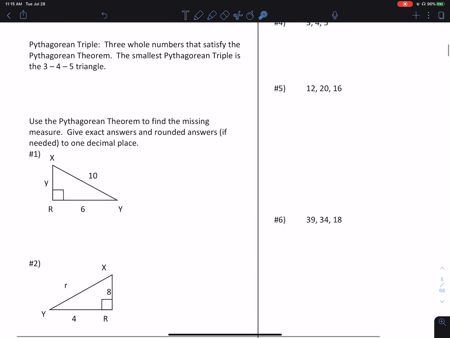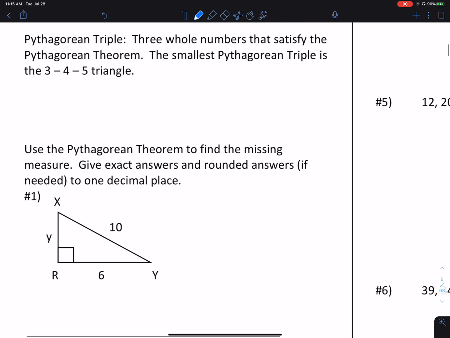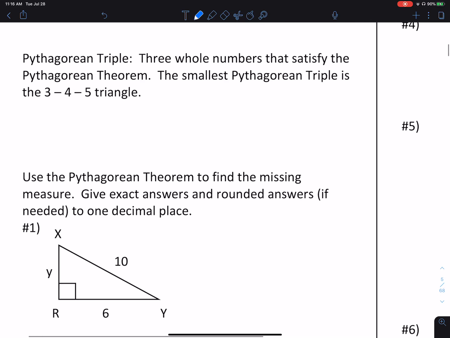Well, what's a Pythagorean triple? Three whole numbers that satisfy the Pythagorean theorem. The smallest Pythagorean triple is the 3, 4, 5 triangle. Let's write down some Pythagorean triples. A lot of times with the Pythagorean theorem, you're going to have two whole numbers and then a third number that is an irrational number. But sometimes you get what's called a Pythagorean triple, where they're all three whole numbers. So we've got the 3, 4, 5 that was just mentioned.